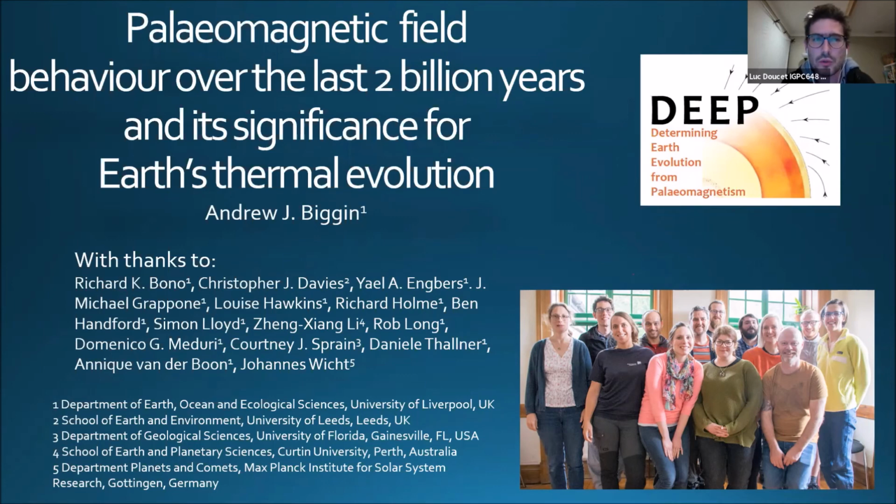So just for those who do not know me, I'm Luc, I'm your host today, and today we have Professor Andy Biggin, professor at the University of Liverpool in UK. He will present paleomagnetic field behavior over the last 2 billion years and its significance for Earth thermal evolution. Andy leads the University of Liverpool Geomagnetism Laboratory and the DEEP research group based there. His research focuses on describing and explaining the past behavior of Earth's magnetic field on timescales from centuries to billions of years. So Andy, the audience is all yours.